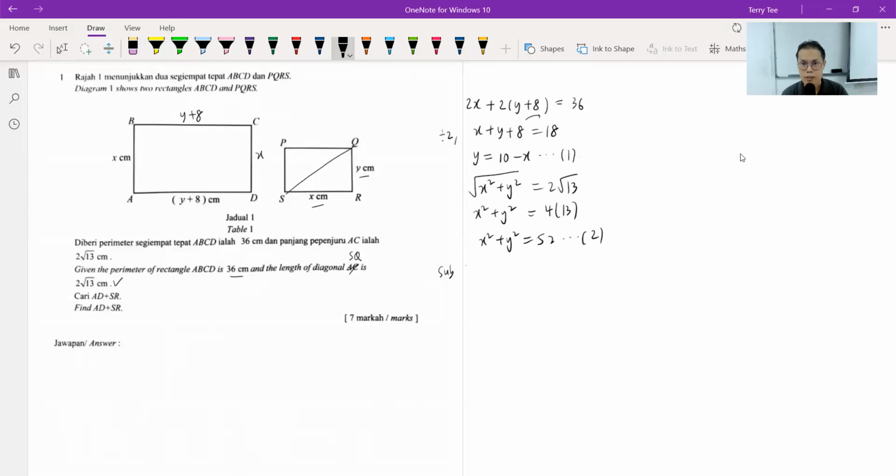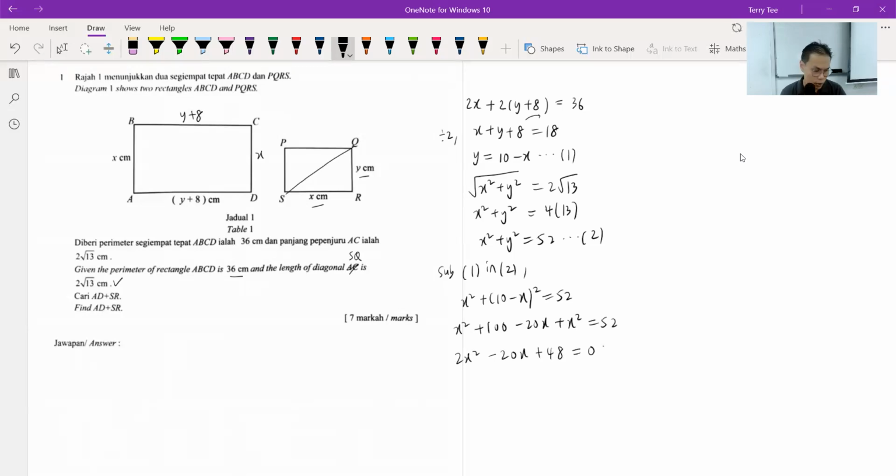Now, let us substitute equation 1 into equation 2. The moment I substitute, I don't write y anymore. I write 10 minus x, and I square it. The result is 52. Let us expand this: x squared plus 100 minus 20x plus x squared equals 52. Add the x squared terms together: x squared plus x squared is 2x squared, minus 20x. 100 minus 52 gives us 48.